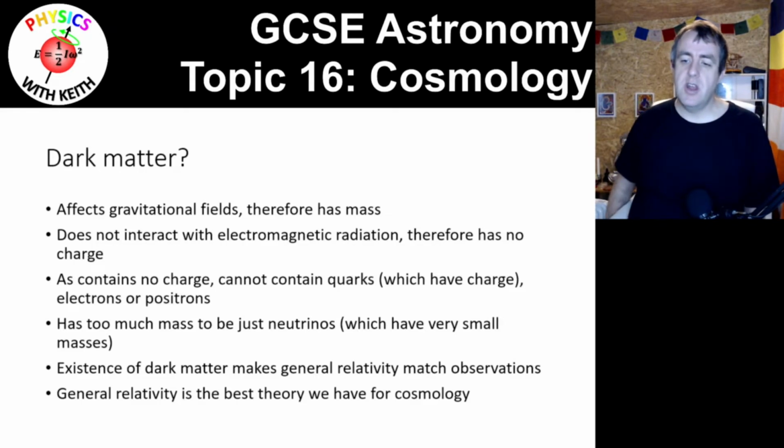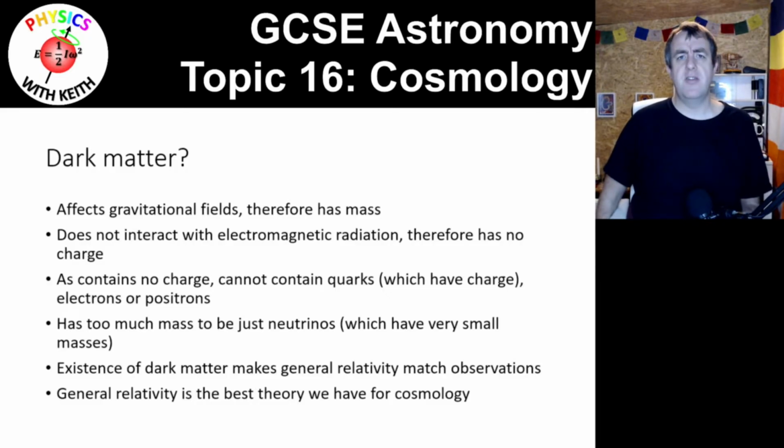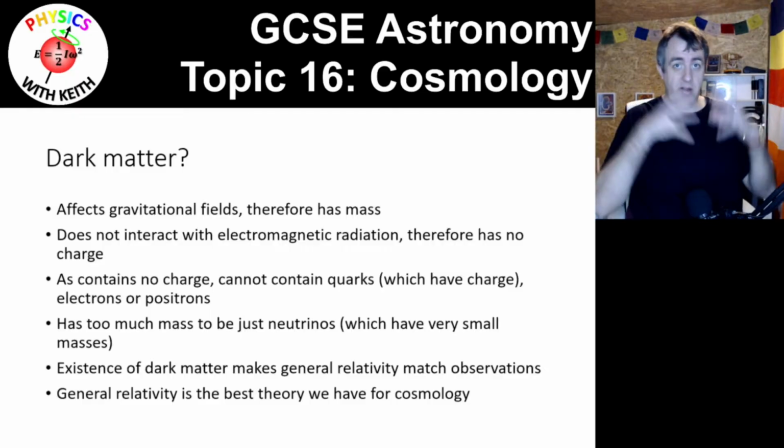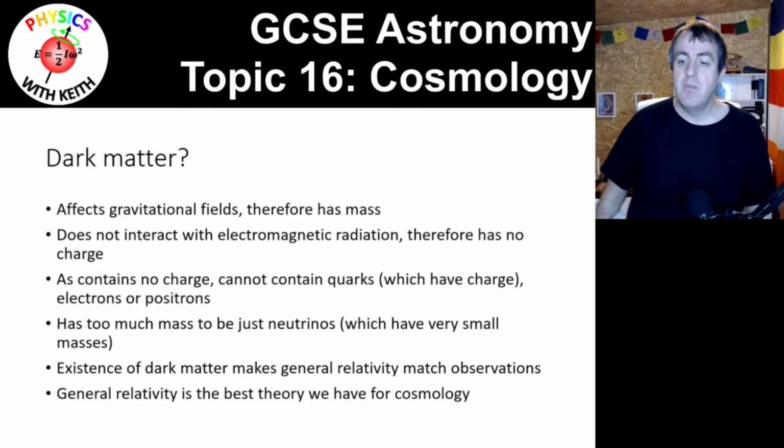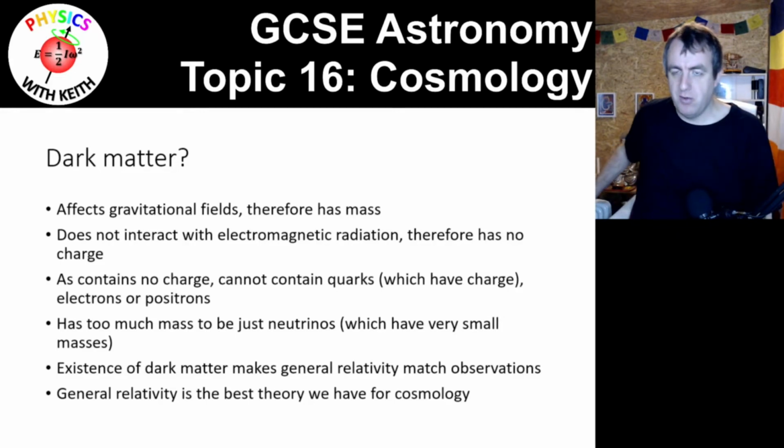So we know that dark matter exists because it makes general relativity match observations. And you're going to say, well, hang on a minute, you said general relativity already matches our observations. Yes, it does, on certain scales, and it's the best model we've got. And this model also includes dark matter. It's called the CDM model, the cold dark matter model of cosmology. And there's a slight modification to that called the lambda CDM model, but we'll talk about that later.